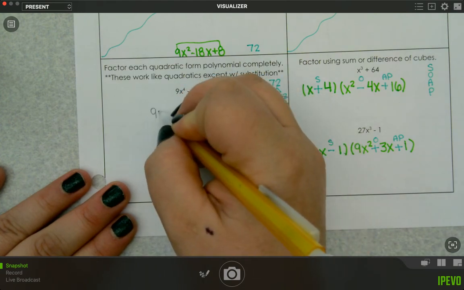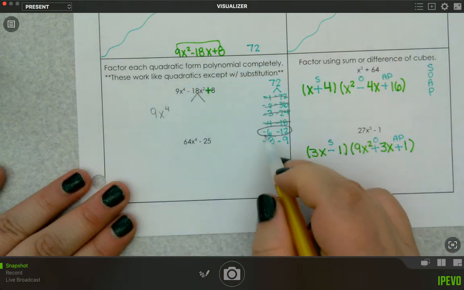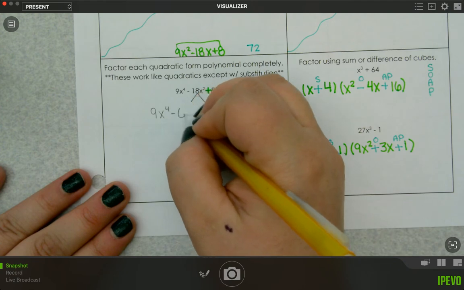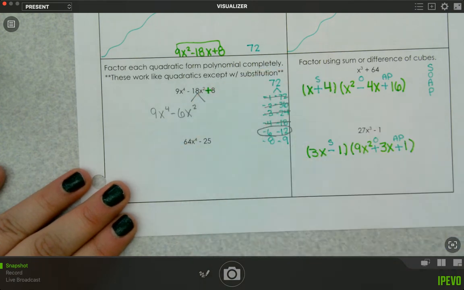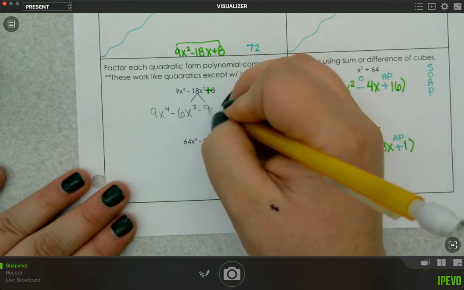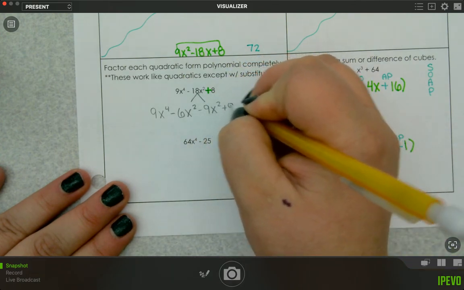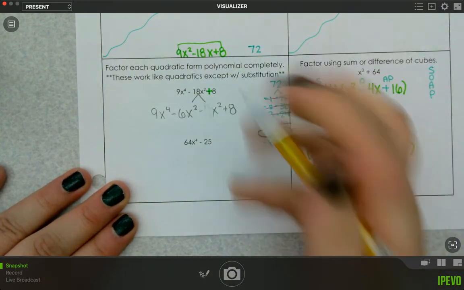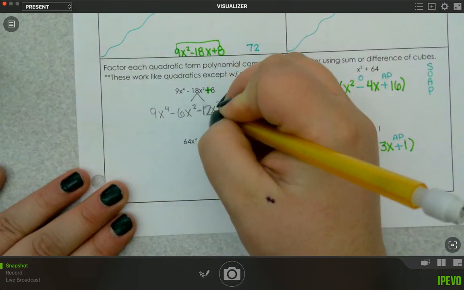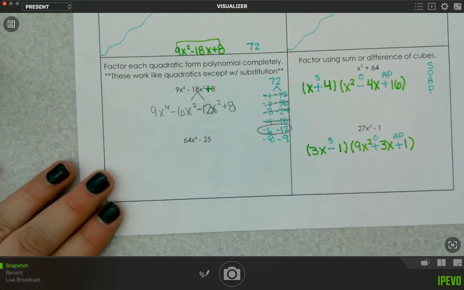It has the same exponent in the same variable. So I'm going to keep the 9x to the fourth, and then I'm going to put the negative 6 next to that. And it has to be an x squared because that's what's in the middle. And then the same thing over here. Oops, hang on, that's supposed to be a negative 12. I think I switched to pencil this one, right?